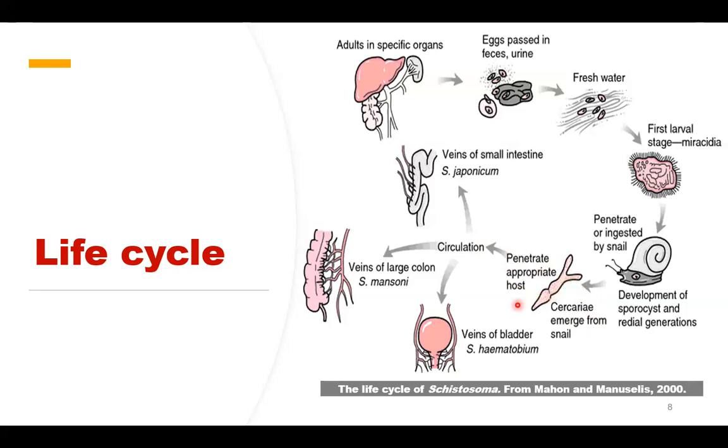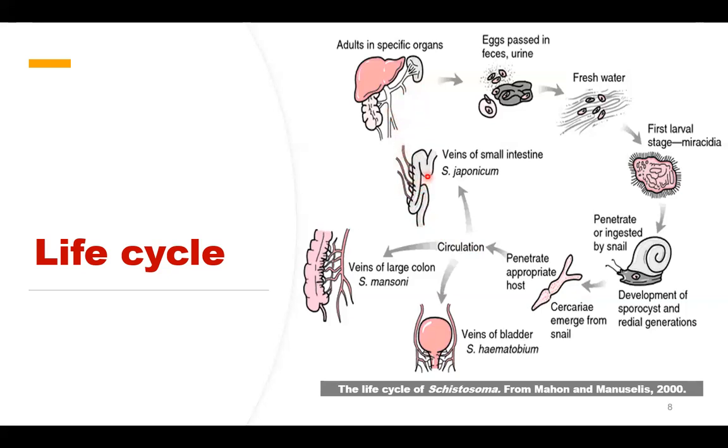The moment they invade, they become what we call schistosomules. So they are no longer cercariae. They become schistosomules, and they eventually find their way into the circulation, and then they are distributed to the final sites in which you have the adult worm.